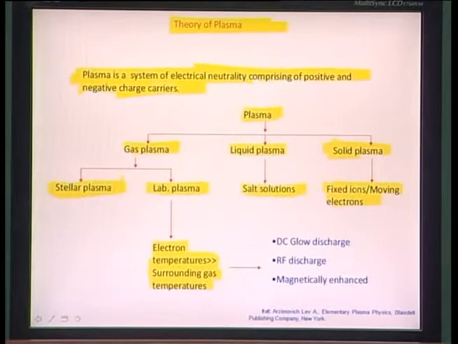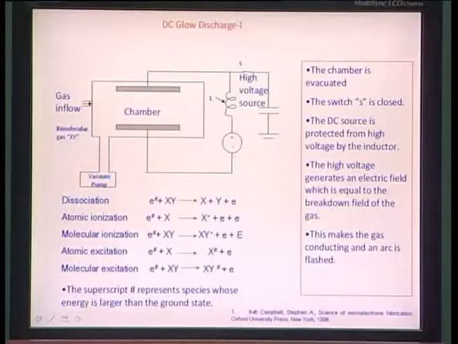If you look at laboratory plasmas, and this would be our area of interest and focus here, they are divided into a DC glow discharge, an RF or radio frequency discharge, and magnetically enhanced plasma. These are some of the typical characterizations into which all the different plasmas fall, and this characterization is really based on the ways and means of making or realizing the gas plasma within the environment, okay. So, DC glow discharge.